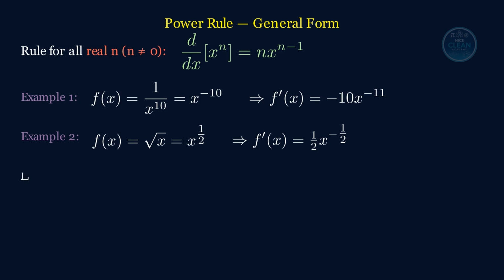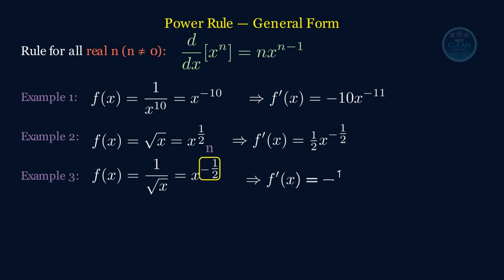Now let's do 1 over the square root of x. That's the same as x to the power of negative 1/2. Bring the negative 1/2 down front and subtract 1 again. That gives us negative 1/2 times x to the power of negative 3/2.